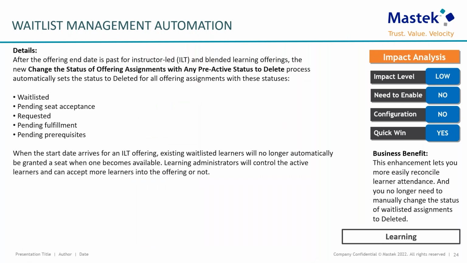The next one is about waitlist management automation. After the offering end date is in the past for any instructor-led or blended learning, there is now a process which will run in the background and automatically delete any offering assignment currently in statuses like waitlisted, pending seat acceptance, or pending fulfillment. When the start date arrives for any ILT or blended offering, existing waitlisted learners will no longer be automatically enrolled. It also gives administrators the flexibility to control the active learners and decide whether to accept more learners into the offering. They can take the decision accordingly.